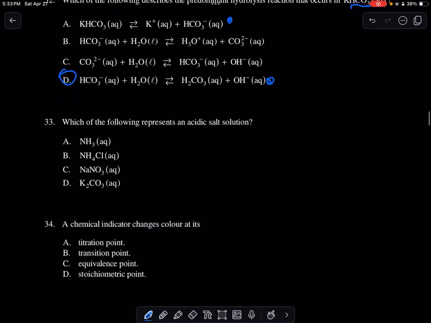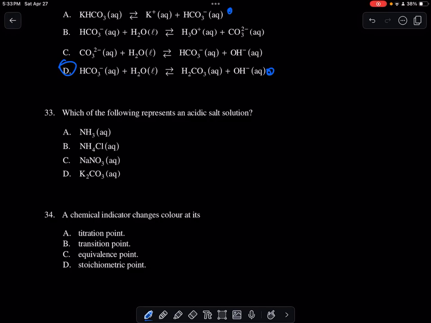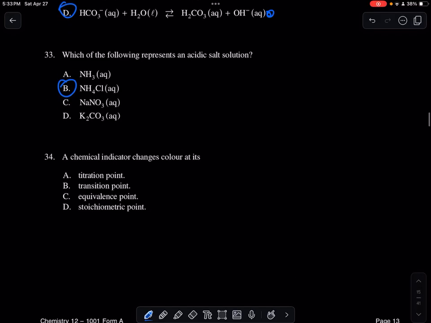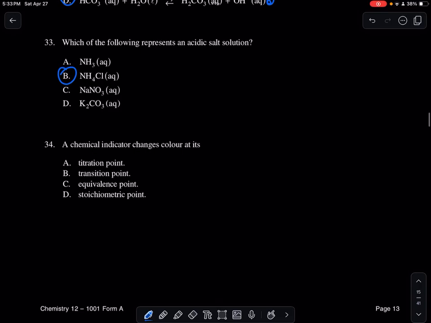Which of the following represents an acidic salt solution? In this case, the only acidic compound is here, 33. That answer choice should be B. A chemical indicator changes color at its what? Transition point. This is just a terminology question.